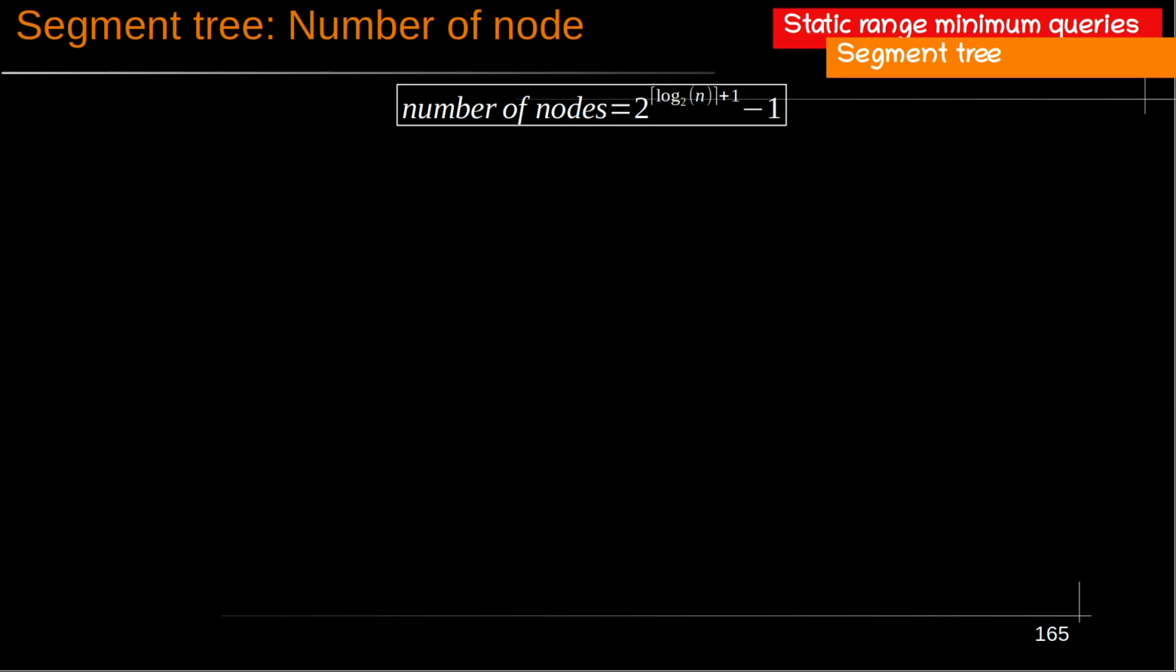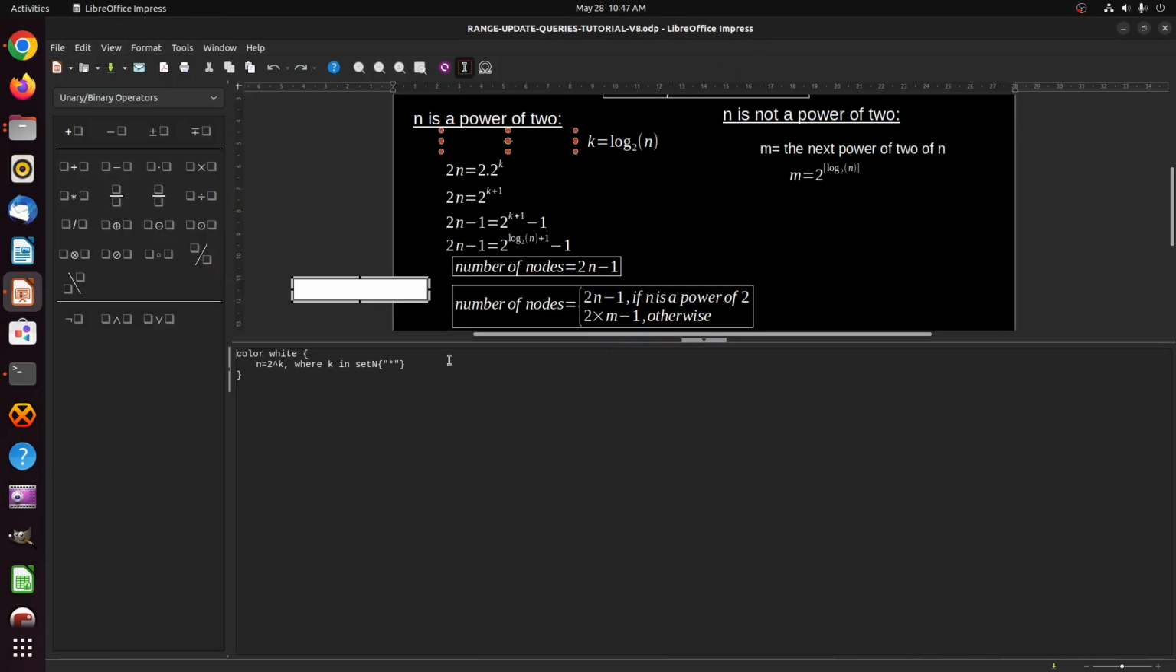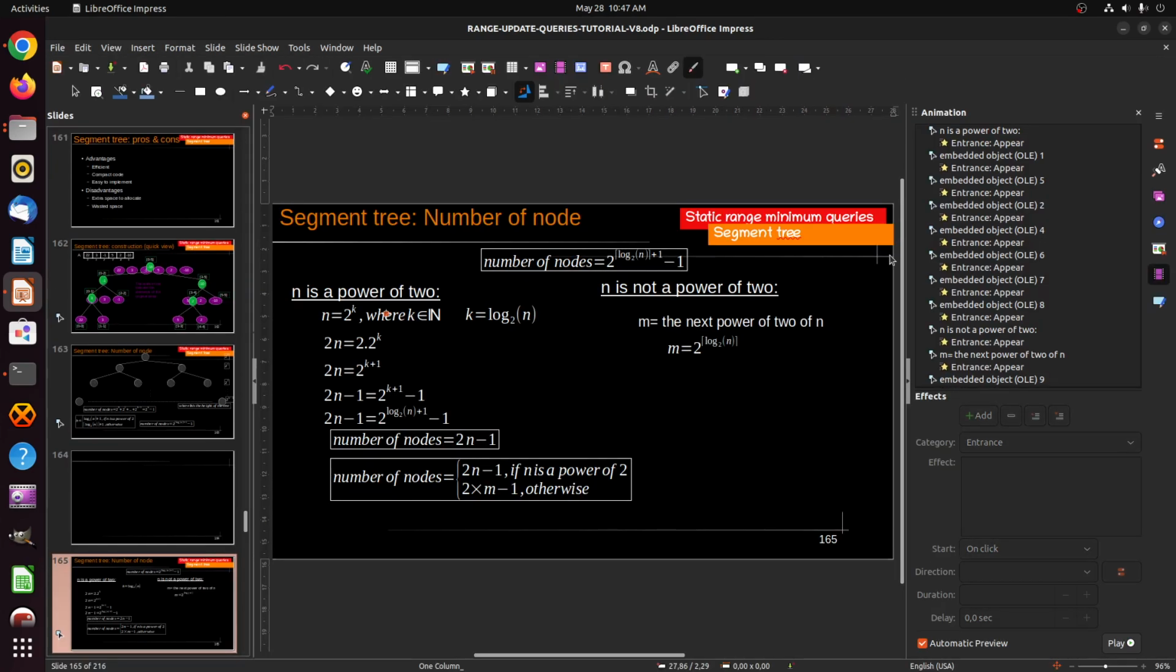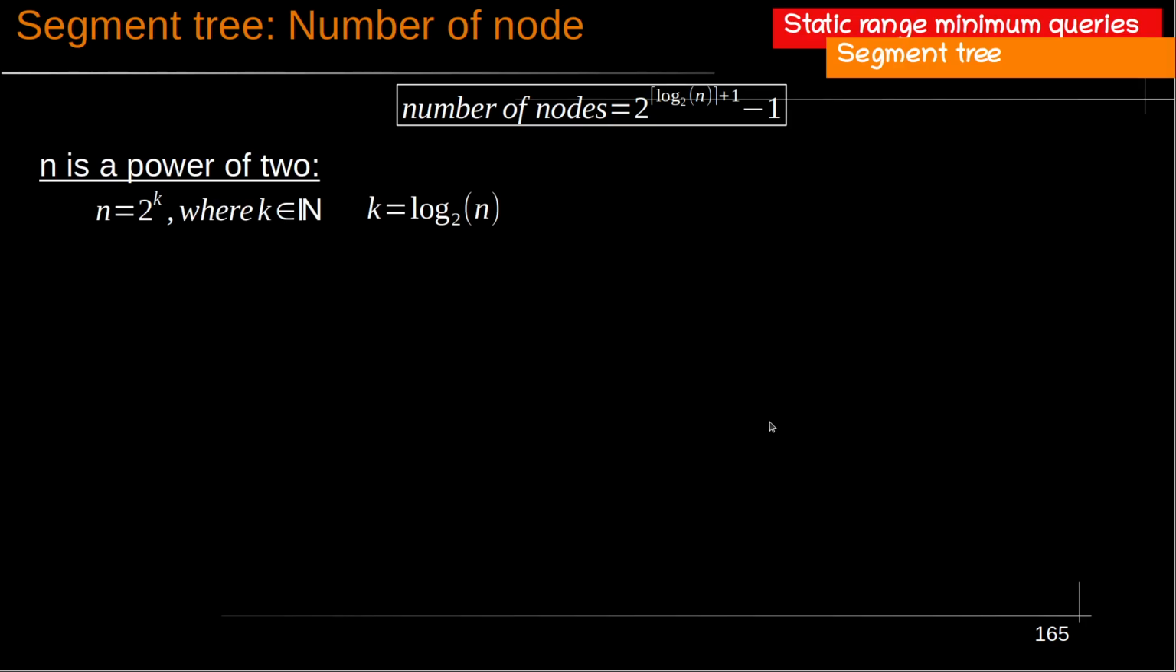We have this formula: number of nodes is equal to 2, the ceiling of log base 2 of n plus 1 minus 1, if n is a power of 2, which means n is equal to 2 power k, where k is a natural integer. It could be 0. Natural integers. Okay. So k is equal to log base 2 of n.